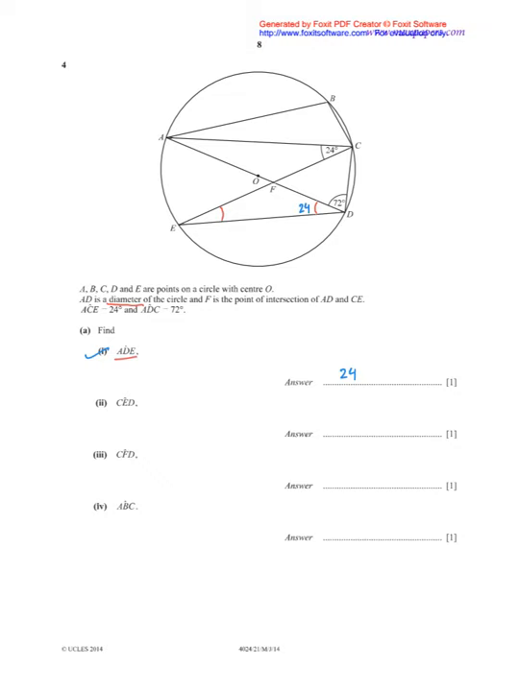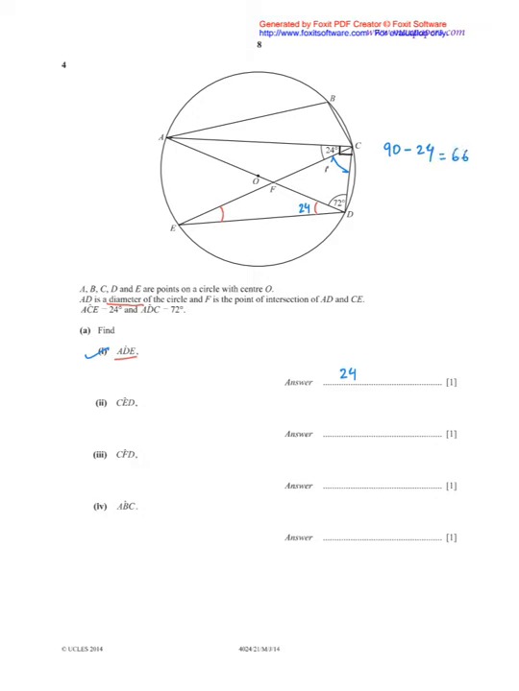To find out this angle, firstly we know that this angle is 90 degrees, right? And how come it is 90? Because you have a diameter and there is the property of a right angle in a semicircle which defines that this angle is 90. So if the total angle is 90, we can find this angle here, and that will be equal to 90 minus 24, which is equal to 66.